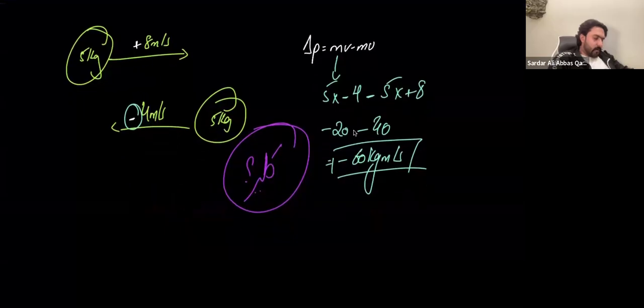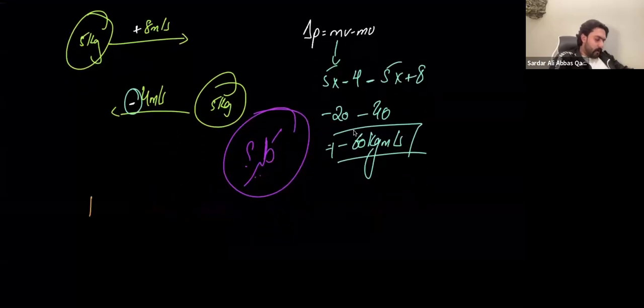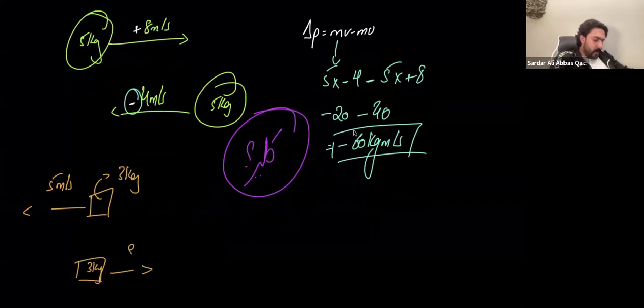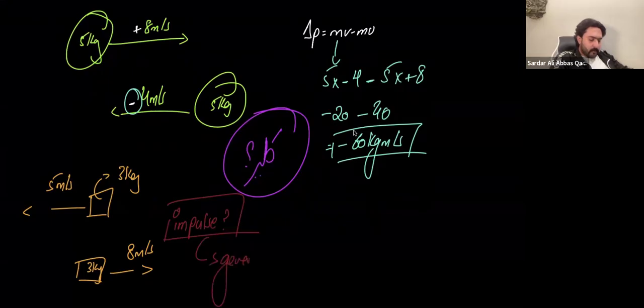Now to attempt this question. Again, an object is traveling towards the left with a speed of 5 meters per second. Its mass is 3 kilograms. It is now traveling towards the right with a speed of 8 meters per second. What is the change in momentum or what is the impulse? They're going to ask you what is the impulse generated, or calculate the impulse produced, generated, used, whatever they want to ask. They can rephrase the question however they like.